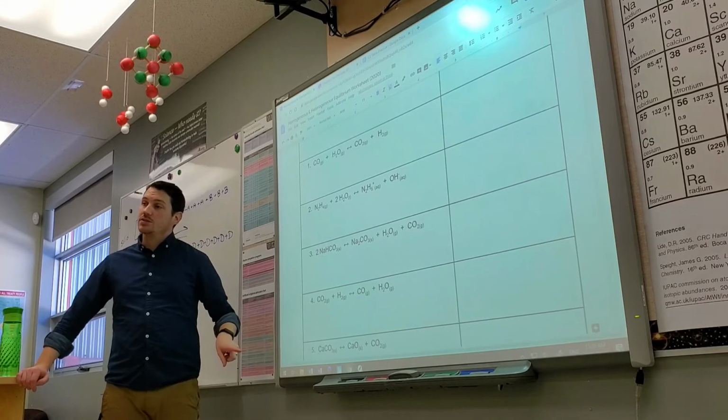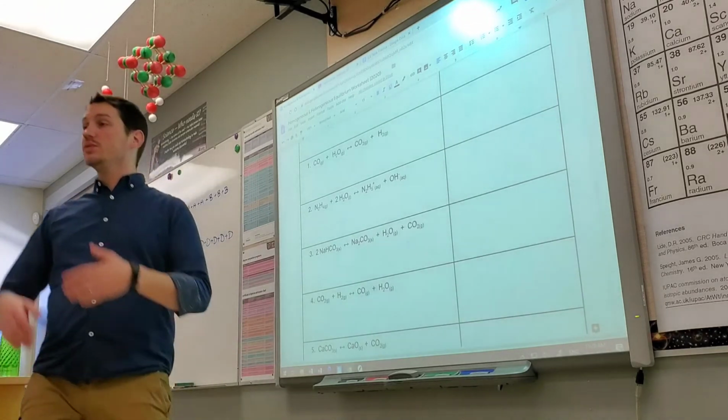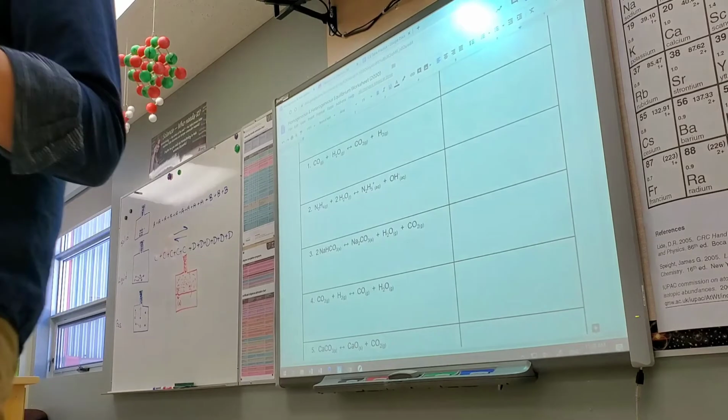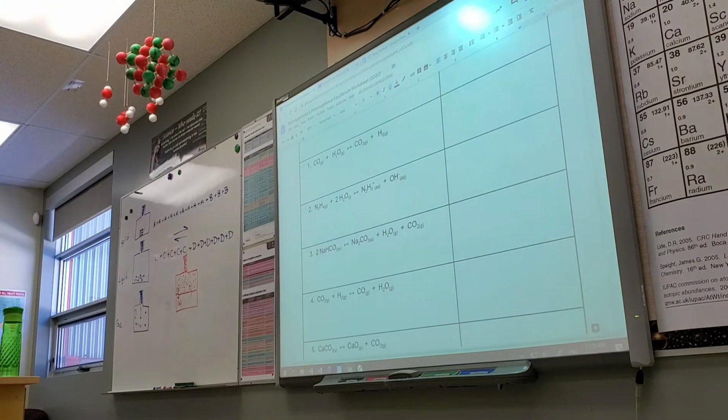Exactly. So I want you to write the expression where products are on top, reactants are on the bottom, no matter the way it's being represented. Is it always going to be like that? Yes, always, always, always. We define it to be that. Here, do we put the charge? Yes, on the inside.